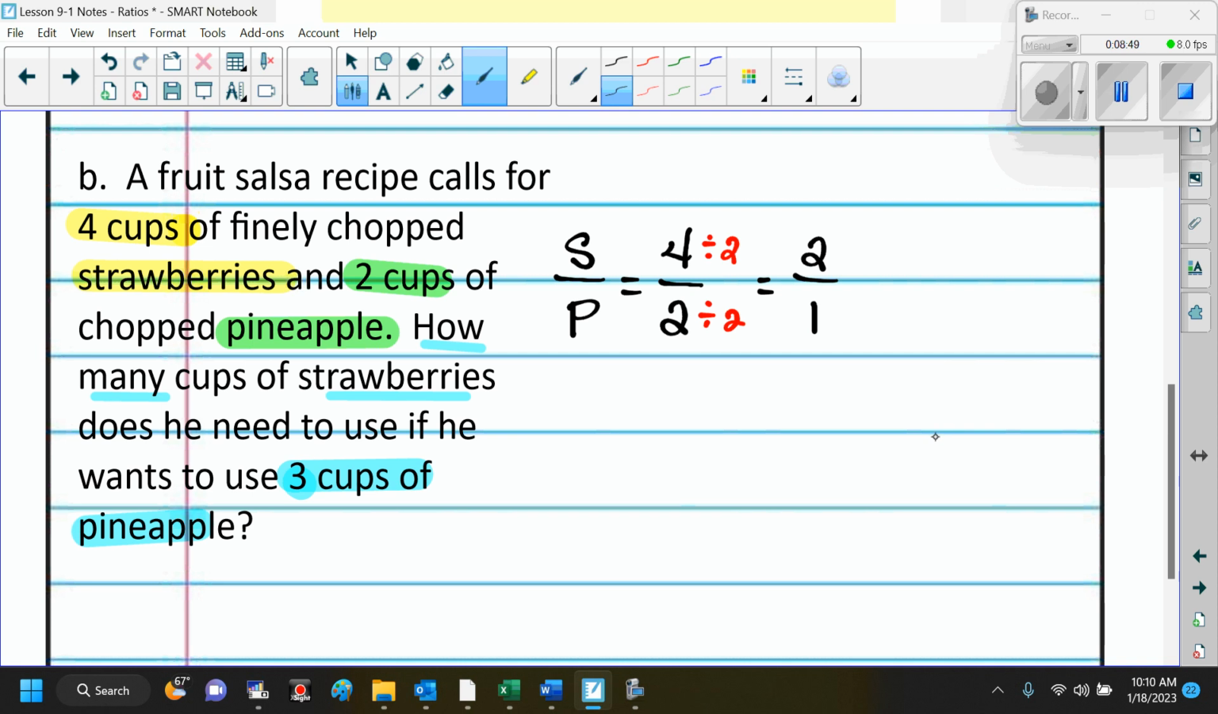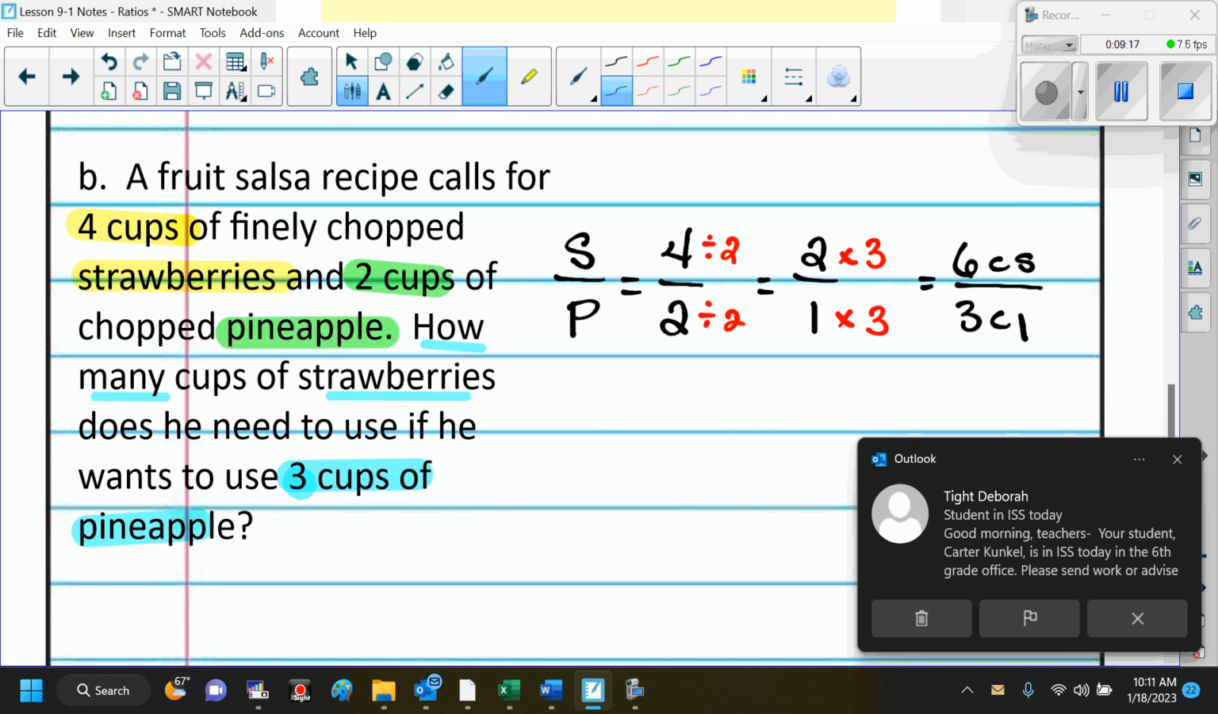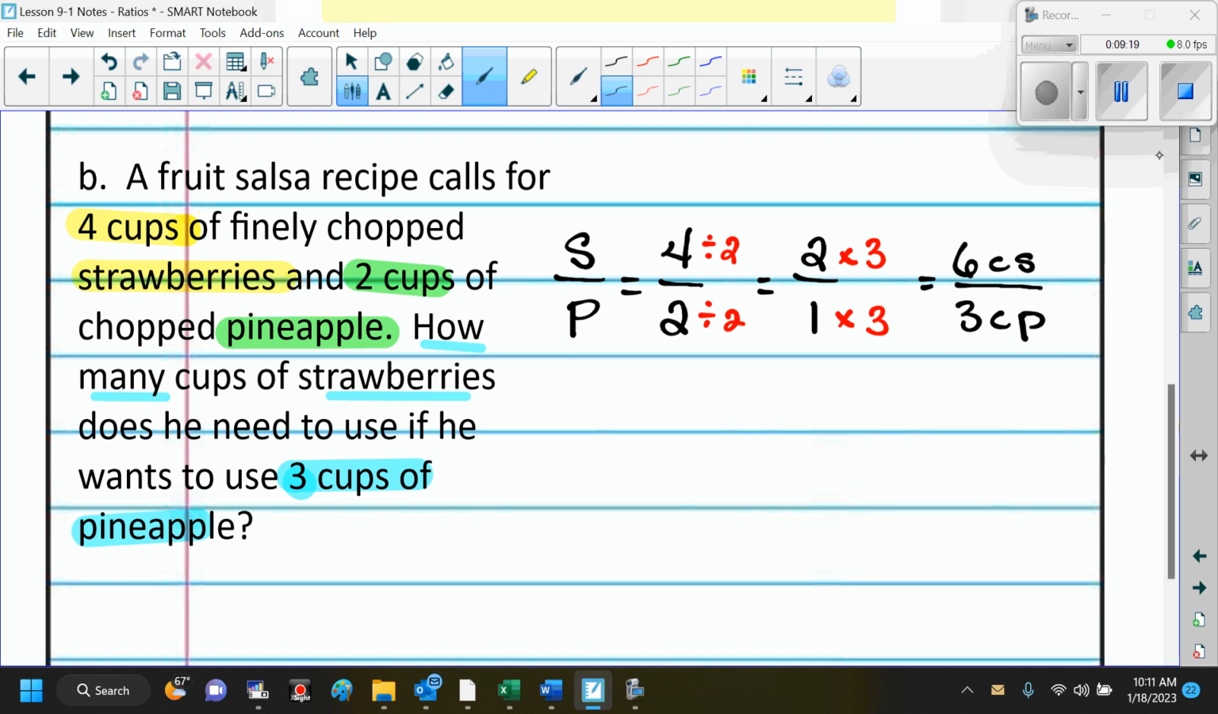Now, can I get to 3 cups of pineapples? How do I get from 1 to 3? Times 3. So you're going to multiply times 3 here, and you're going to multiply times 3 there. So this is going to give us 6 cups of strawberries to 3 cups of pineapples. Is everybody clear with that?